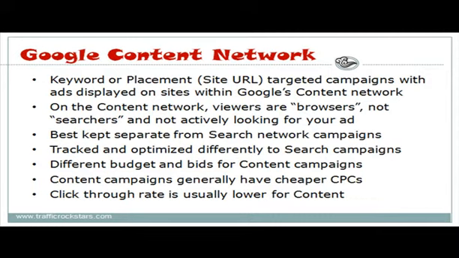So for that reason, it's best kept separate from your normal search network campaigns, because you'll also track and optimize them differently to search campaigns. You'll also have different budget and bids for your content campaigns, and they'll generally have cheaper costs per click. The click-through rate is also usually lower for content than it is for search, for the reason that your viewers are really just browsing and they're not actively looking. So it is quite normal to see that your click-through rate is lower on your content campaign than it is for your search.